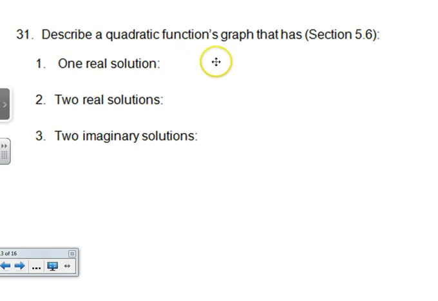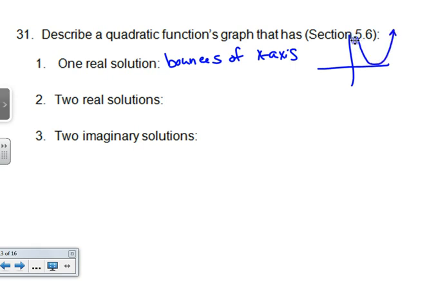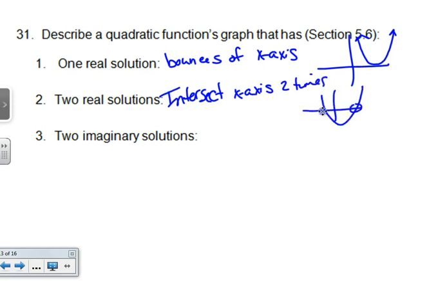When a quadratic function has only one real solution, it only touches the x-axis once. In other words, it bounces off the x-axis. Now, if you want to draw yourself a picture of what that looks like, it would come down, hit the x-axis, and then bounce right off. When it has two solutions, it would intersect the x-axis twice. So a picture of that could look like this, where it crosses here and here. Two solutions. And then two real solutions.